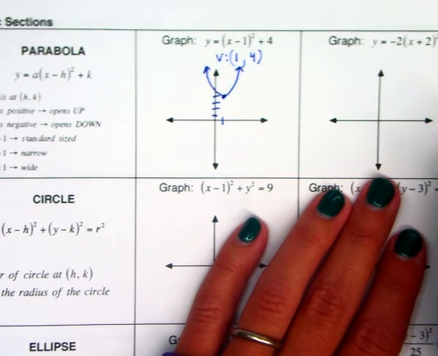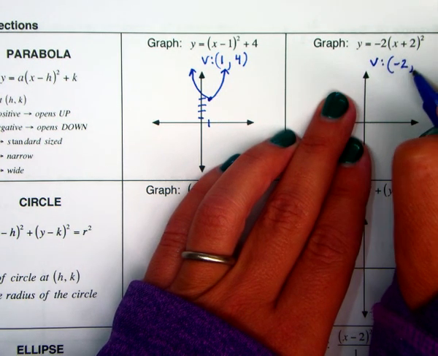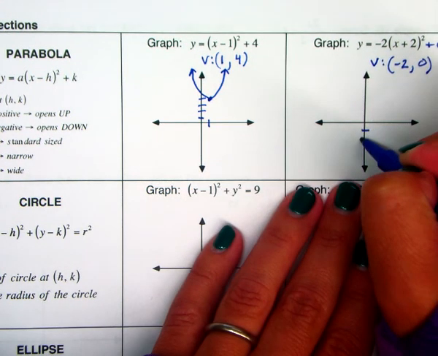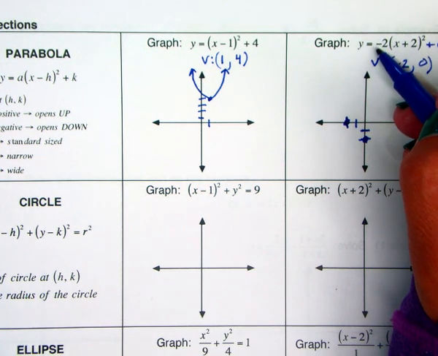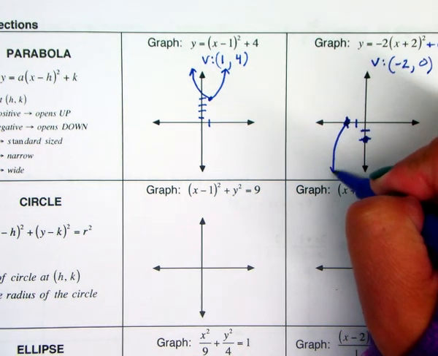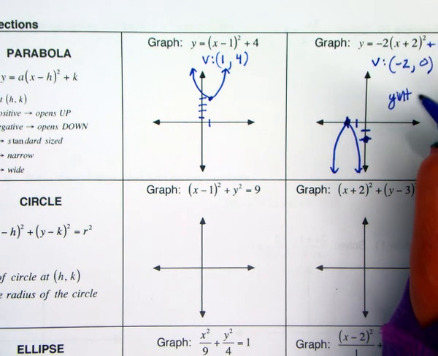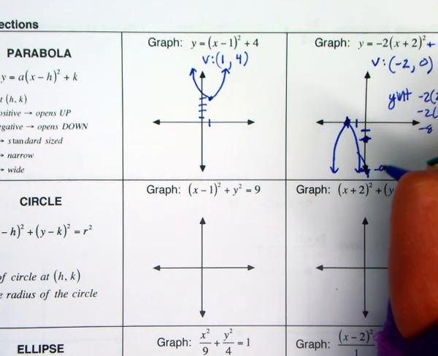All right, for this second one, same idea. Vertex, change the sign of this one, the sign of that one is negative. This is like plus 0, and so the y-coordinate is 0. So my vertex is at negative 2, comma 0. And then since A is negative, it opens downward. Negative 2 means it's going to be pretty skinny. And so it would just do something like this. And again, you could find that y-intercept by plugging in 0 for x. So I'd have negative 2 times 2 squared, which would give me a negative 8. And so my y-intercept is somewhere down here at negative 8.